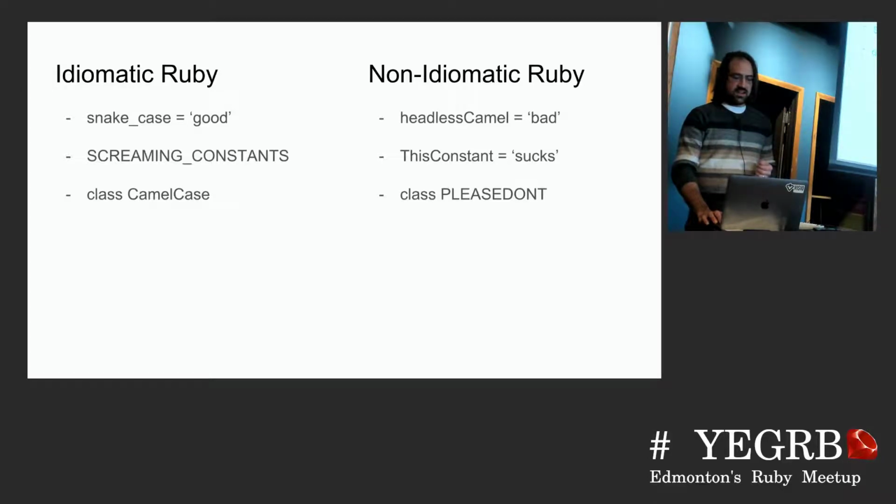Also, just quickly, the cases. Variables are snake-cased. We don't use headless camel case for variables. Constants are always screaming for some reason. And classes are not screaming. Just so you know. Also, there's no shish kebab case anywhere, so don't do that.